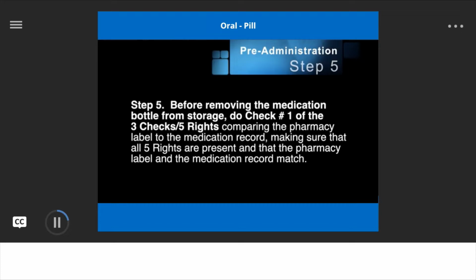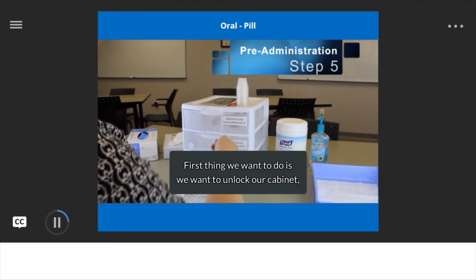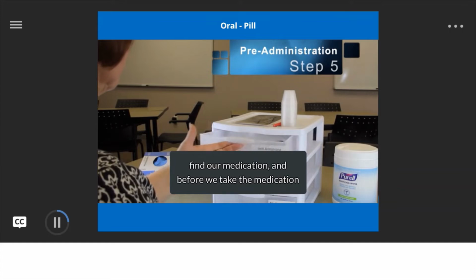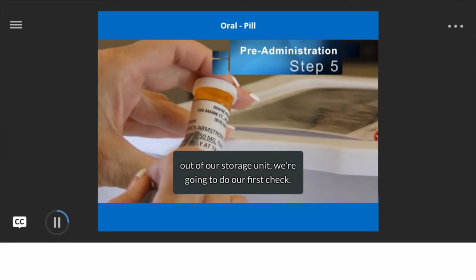Step 5. Before removing the medication bottle from storage, do check number 1 of the 3 checks of the 5 rights, comparing the pharmacy label to the medication. First thing we want to do is unlock our cabinet, find our medication, and before we take the medication out of our storage unit, we're going to do our first check.